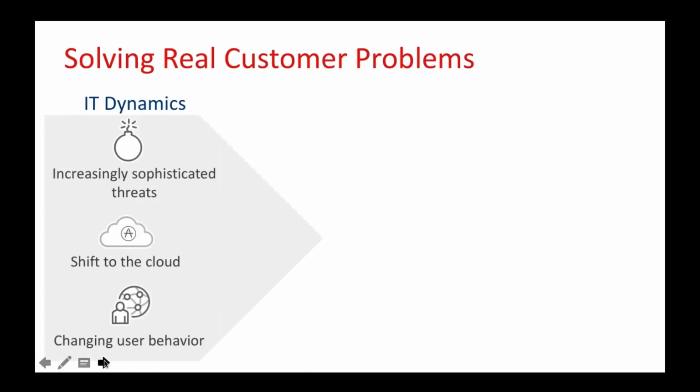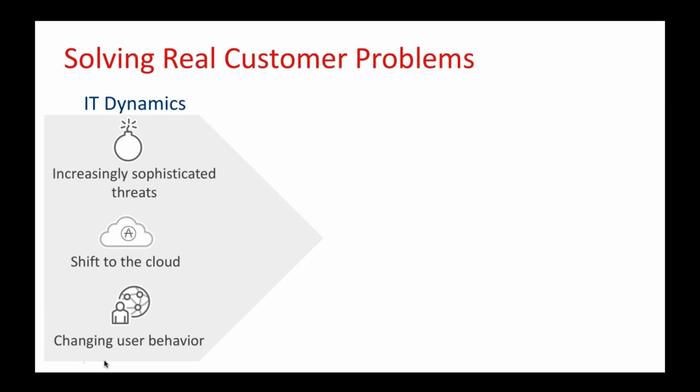So what are we seeing, right? So solving real customer problems. The IT dynamics, first of all, we've seen increasingly sophisticated threats coming out. Not only are we seeing threats that are hitting a low number of users because they're very specific, but they're threats that are going under the radar, that are malforming and changing themselves, very intelligent ways about how threats are coming in via social media and different means through email as well. So the threats are getting more and more sophisticated.